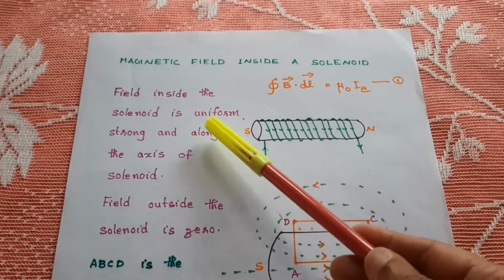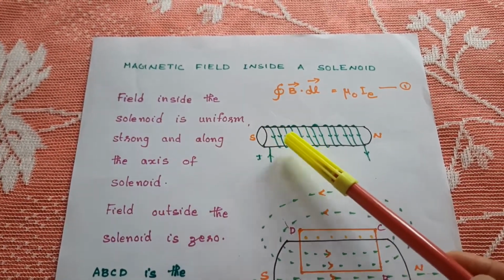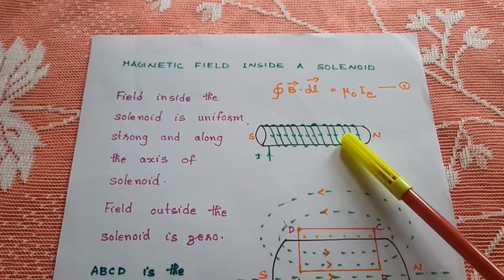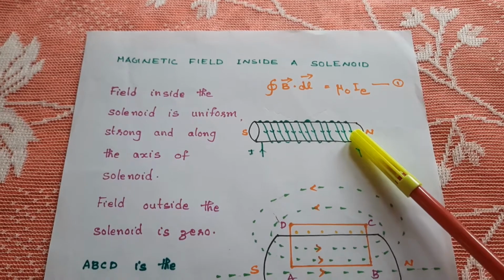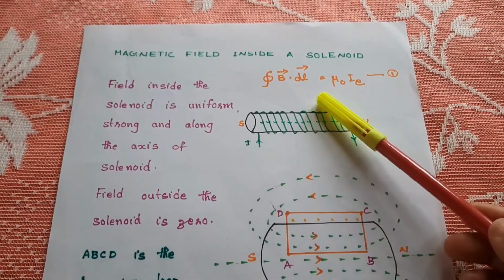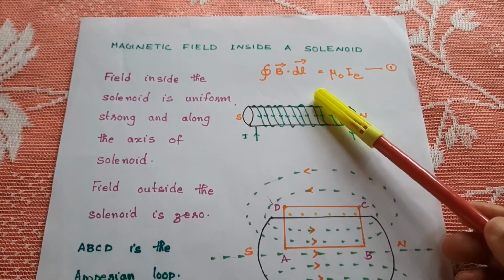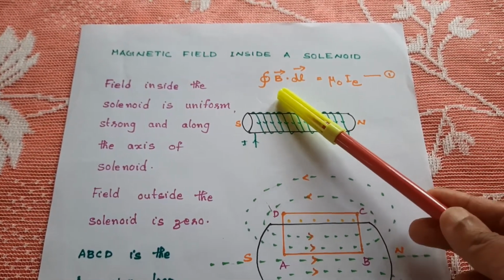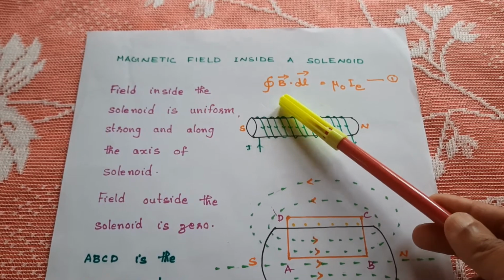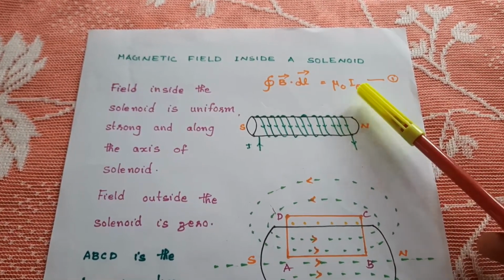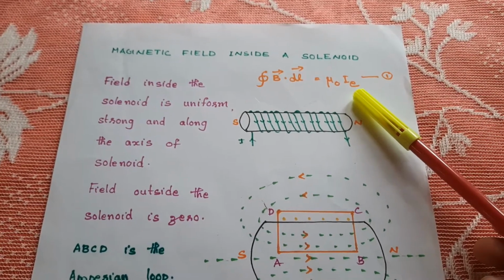The field inside the solenoid is uniform, strong and along the axis of the solenoid. But the field outside the solenoid is negligibly small. According to Ampere's circuit law, closed integral B dot dl is equal to mu 0 times the enclosed current.